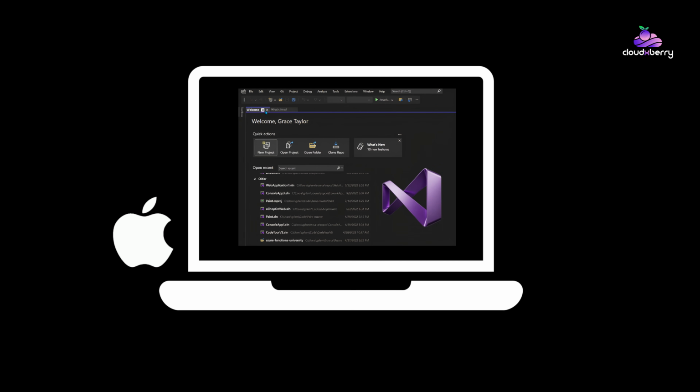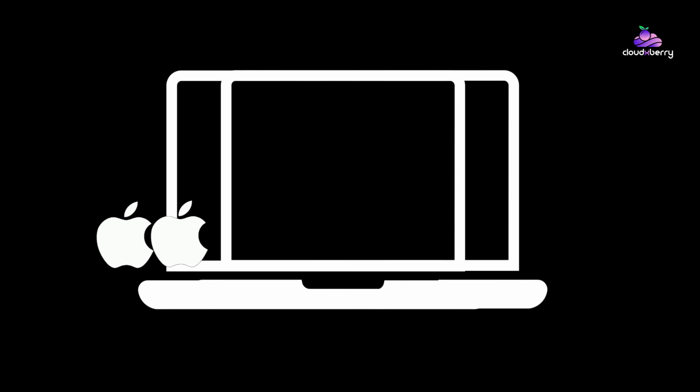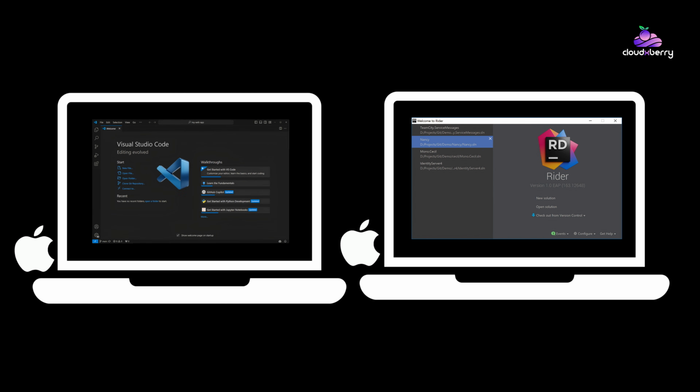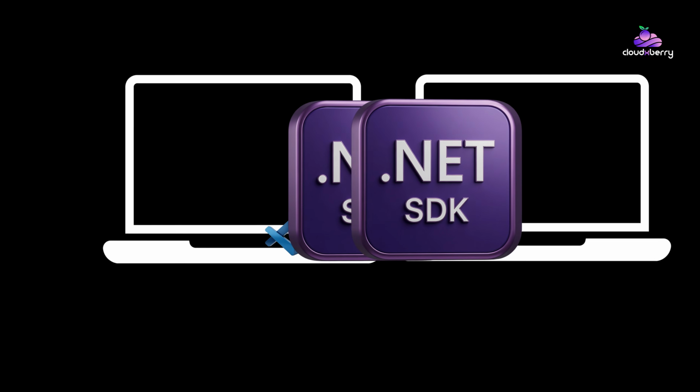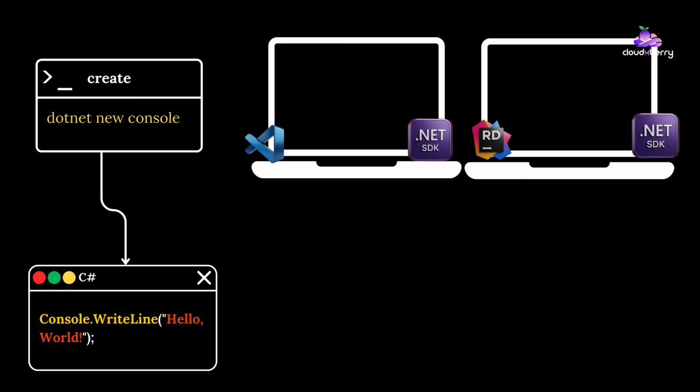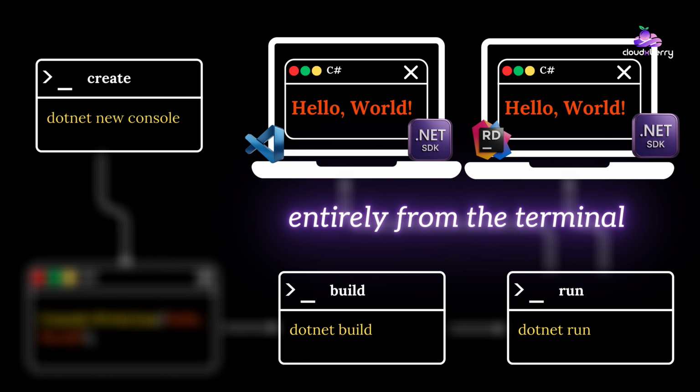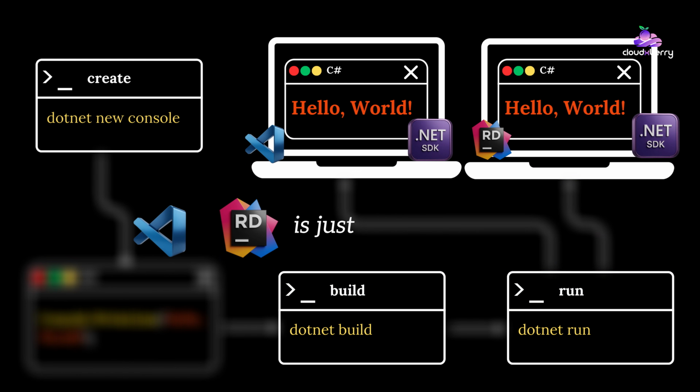One thing to know if you're on Mac, Visual Studio for Mac was retired in 2024. So it's either VS Code or JetBrains Rider. But here's what actually matters, the .NET SDK. Once that's installed, you can create, build, and run projects entirely from the terminal. The editor is just comfort on top.